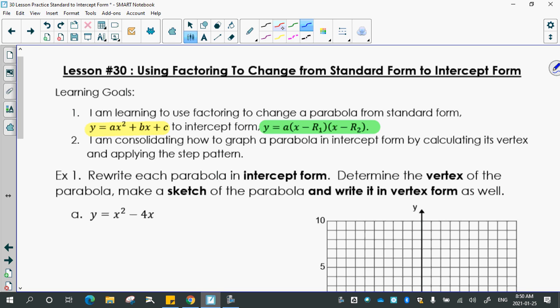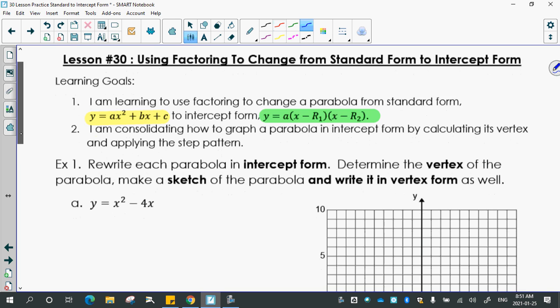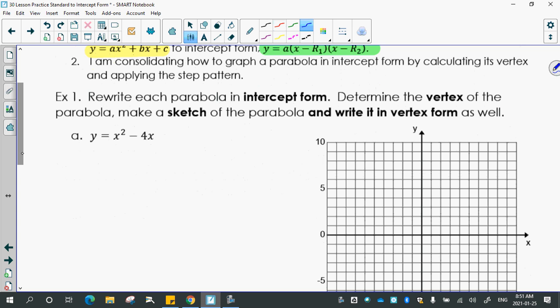We're consolidating how to graph a parabola in intercept form by calculating its vertex and using the step pattern. So rewrite each parabola in intercept form, determine the vertex of the parabola, make a sketch of the parabola, and write it in vertex form as well. So we're starting off with standard form. So in order to change from standard form to intercept form, you factor.